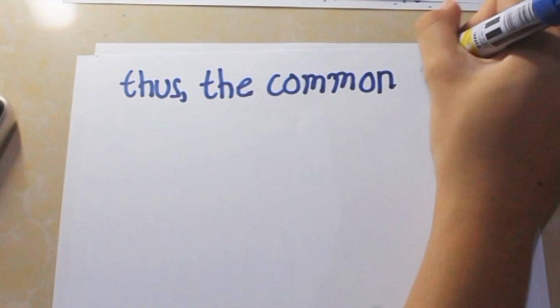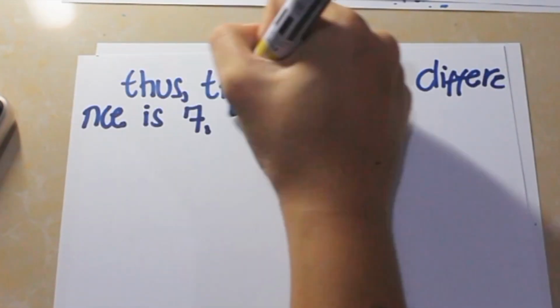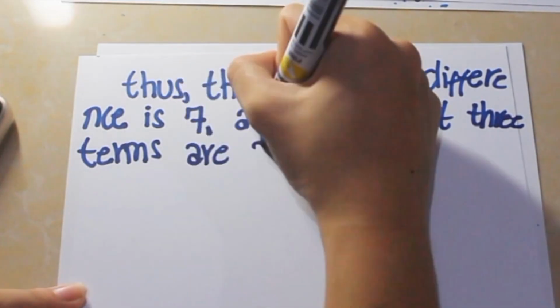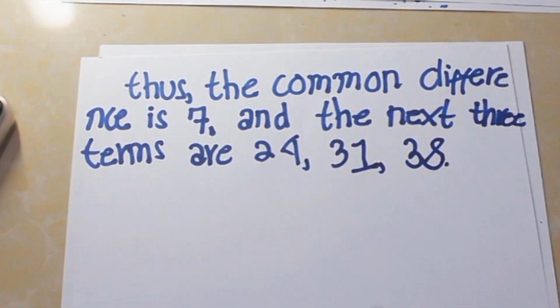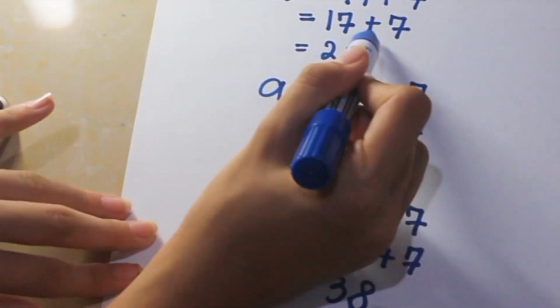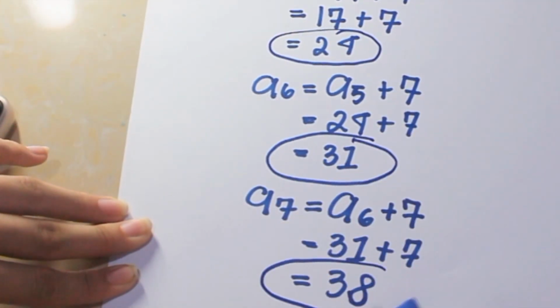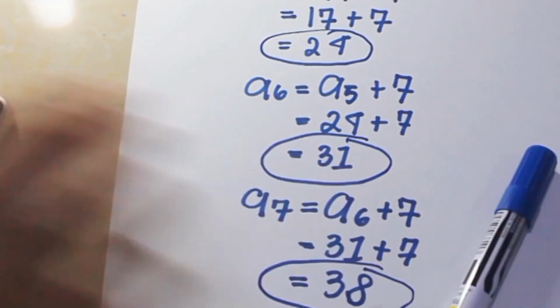So, the common difference is 7, and the next three terms in the sequence are 24, 31, and 38. This is how we identify an arithmetic sequence and find its next term by adding the common difference to the last term.